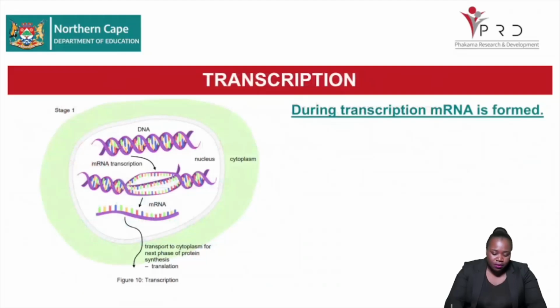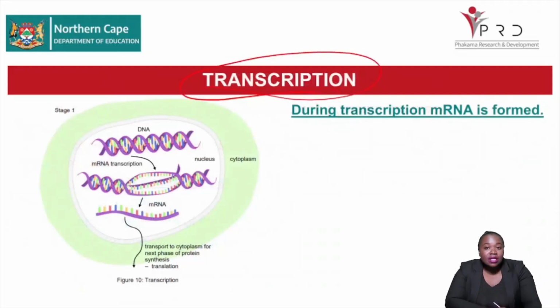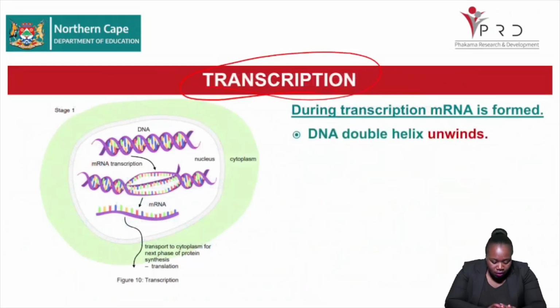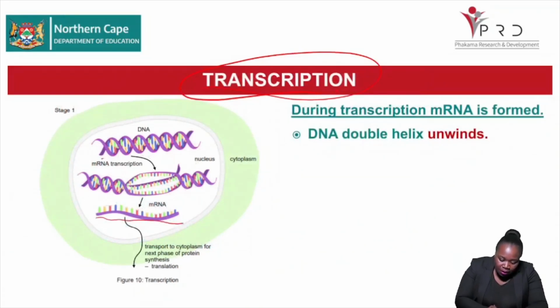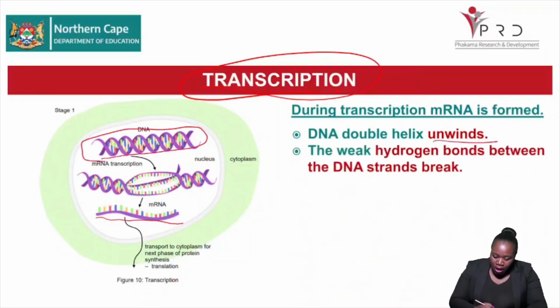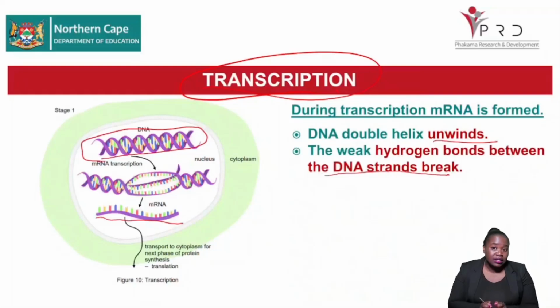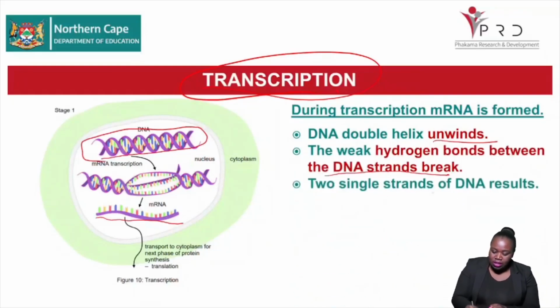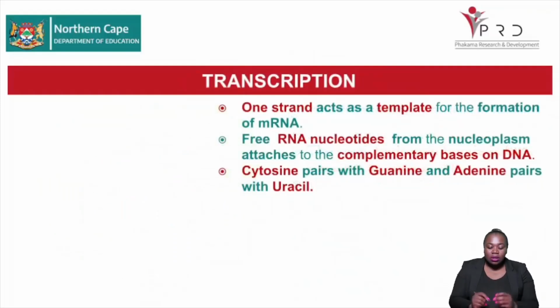Let's have a look at the first stage, which is transcription. Right, so there we can see our nucleus, we can see our DNA molecule inside the nucleus, and it will undergo certain steps in order to form that mRNA. We can see here the mRNA has been formed, right? So what happens? It starts off as a double helix. That double helix will unwind. As the double helix unwinds, the weak hydrogen bonds will break between those two strands of DNA. Remember, DNA is double-stranded, isn't it? So the two DNA strands will then unzip and they will separate.